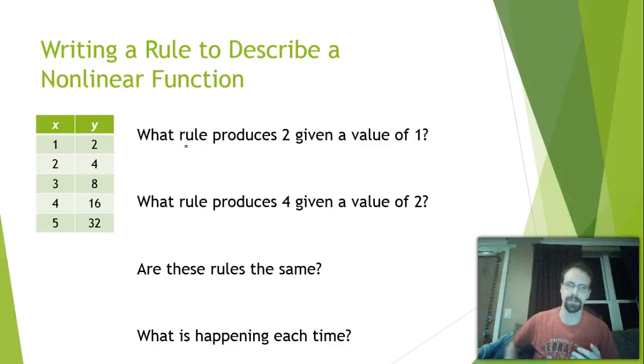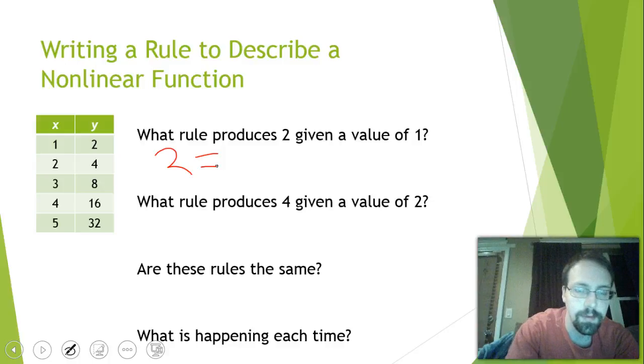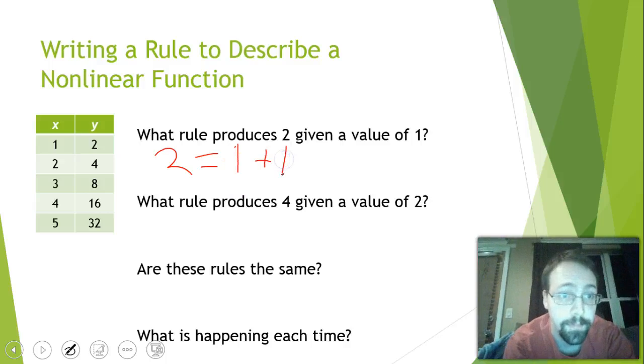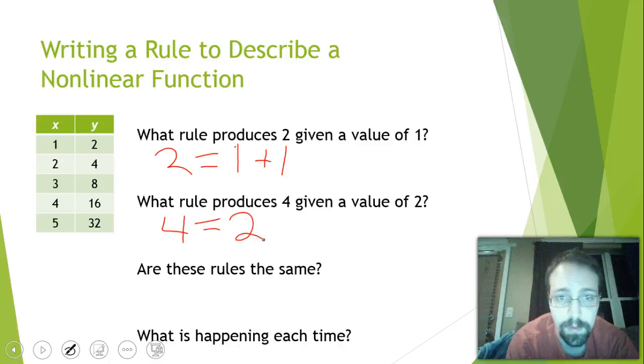What does that mean? That means what rule gives me 2 when I put in 1 for the variable? So in this case, when I put in 1 for the x, 1 plus 1, that'll work. That gives me 2. What rule produces 4 given a value of 2? Plus 2, that'll work. Are these rules the same? No.